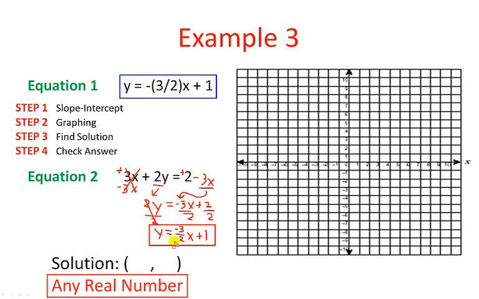So for example, if I picked, let's say, 0 for x, if I plugged in 0 for x in both these equations, then for y, if I solve this, okay, negative 3 divided by 2 times 0 would give me 0, plus 1, I would get 1 for y in both equations. So any real number for x, I would get the same solution for y in both equations.